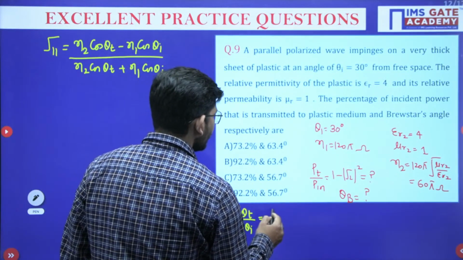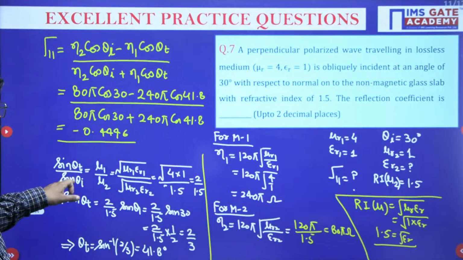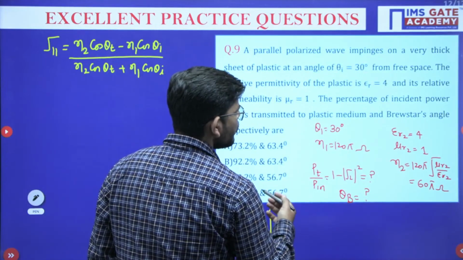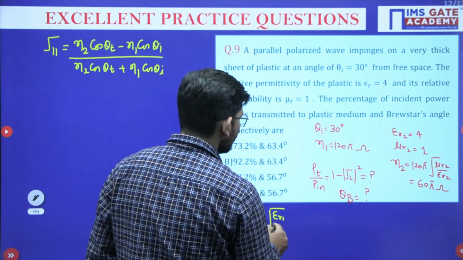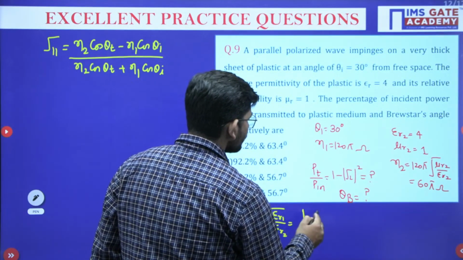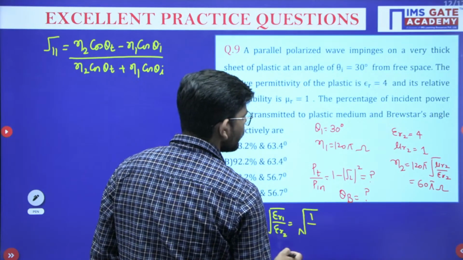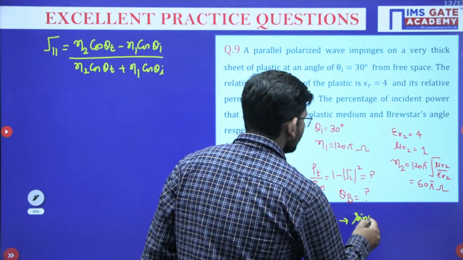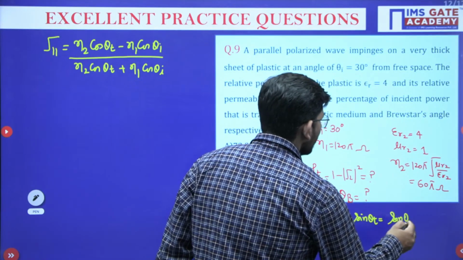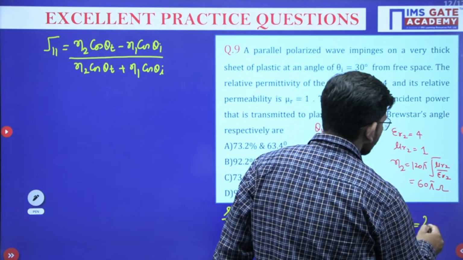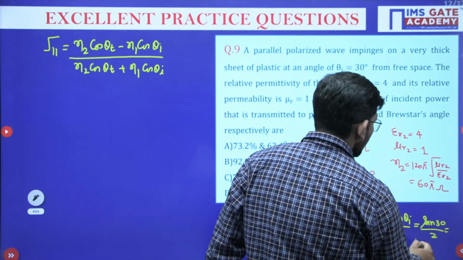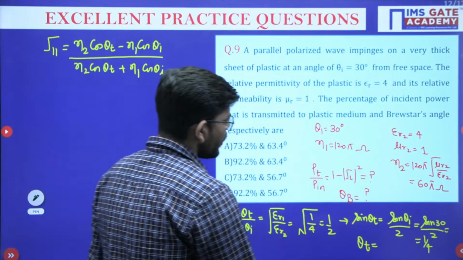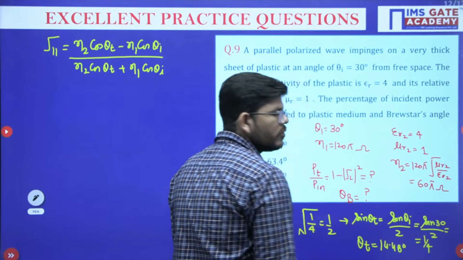From the last case, what we have seen, this will be equal to the square root of mu r1 epsilon r1 upon mu r2 epsilon r2. Mu is not a concern here because it is given as 1. So we can write epsilon r1 divided by epsilon r2. This is 1, and epsilon r2 that we have is 4, so we get 1 by 2. Sine of theta t will be sine of theta i divided by 2. Sine of 30 divided by 2 is 1 by 4. So theta t is sine inverse 1 by 4, which gives 14.48. So 14.48 will be the value of theta t.